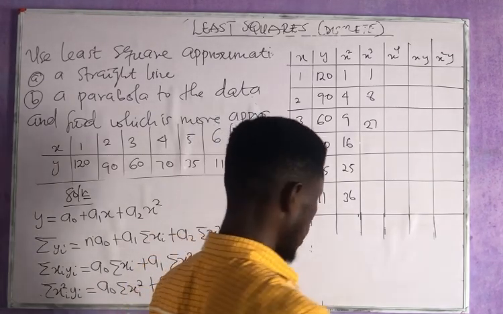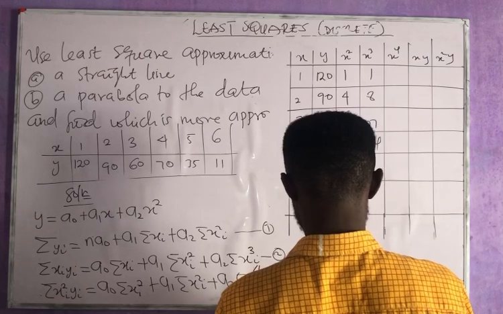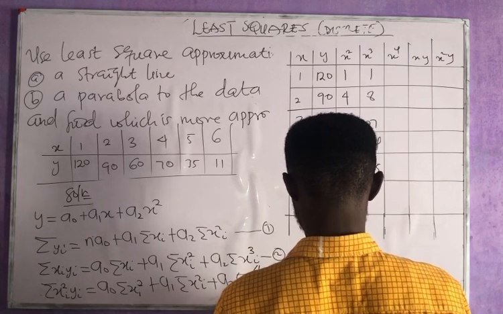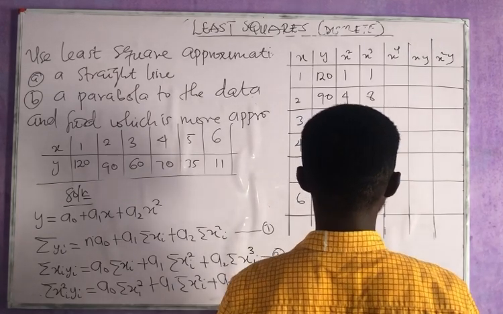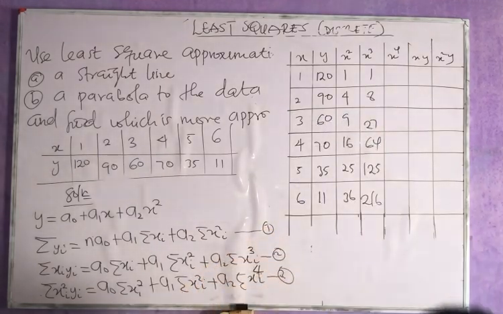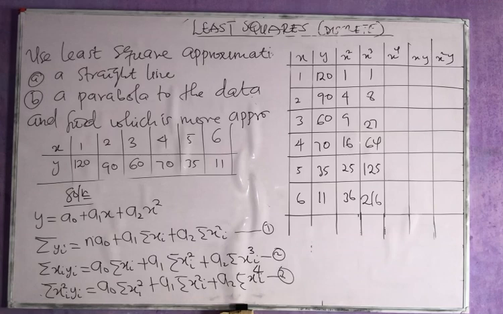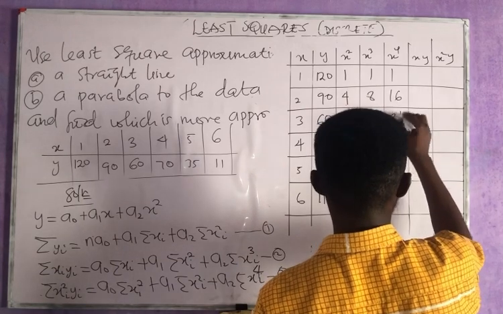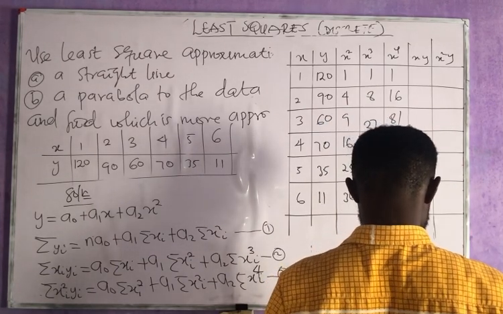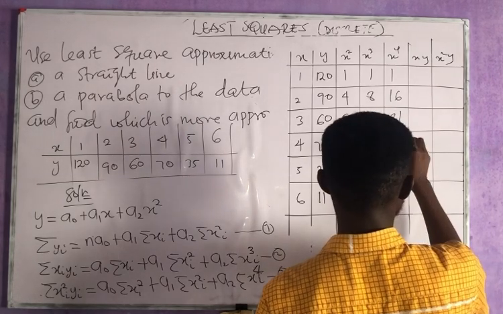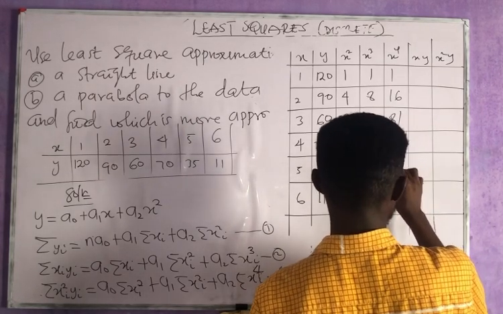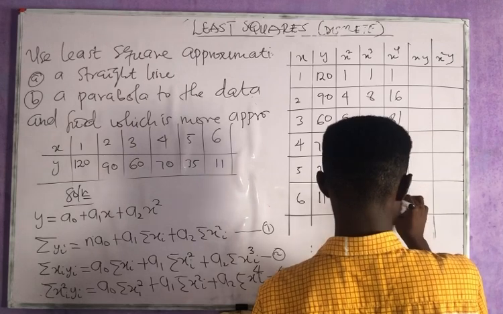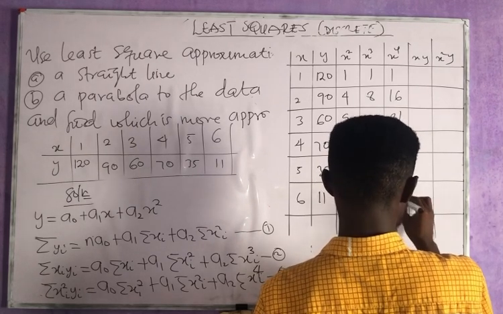4 to the power 3, we have 64, 5 cubed 125, 6 cubed 216. So x to the power 4, we have 1, 16, 81, 256, 625, 1296.